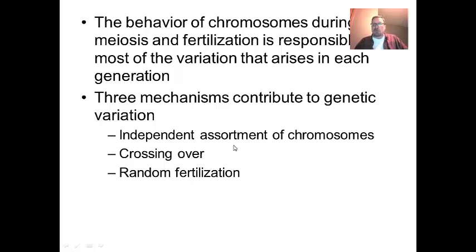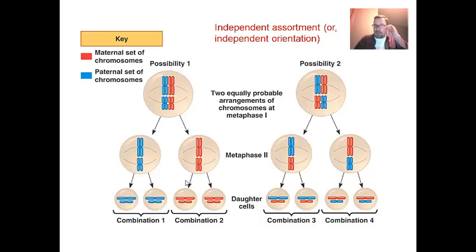Independent assortment of chromosomes, which is when those homologs are lining up in meiosis 1, it doesn't matter the order that they do. Crossing over, we looked at in meiosis, is when those homologous chromosomes are close to each other and the tetrad is formed, that there are parts that swap genes, sections of the chromosome. And random fertilization is, any sperm can fertilize any ovum in a sense. So let's look at them in a little more detail.